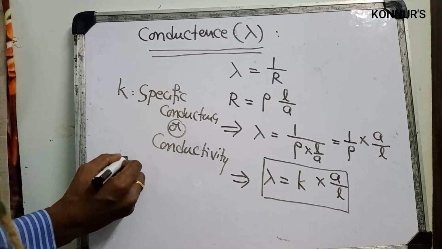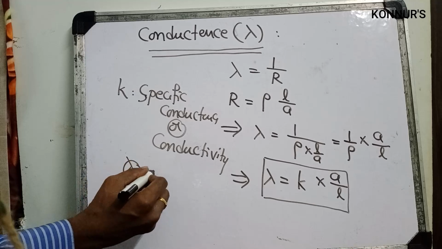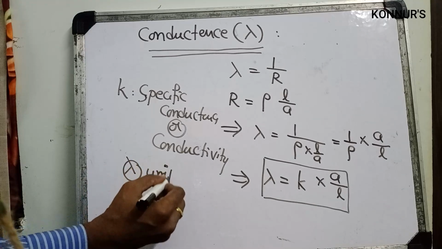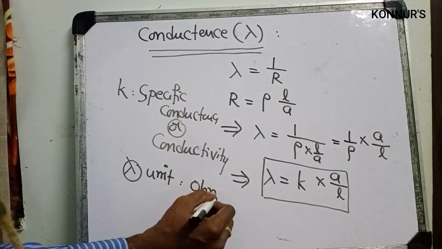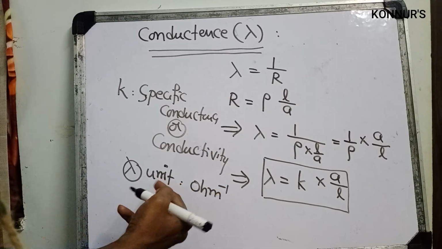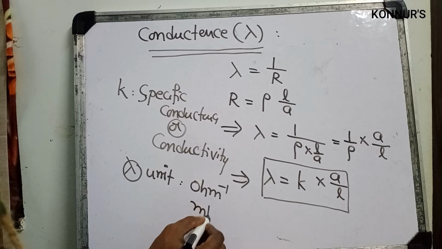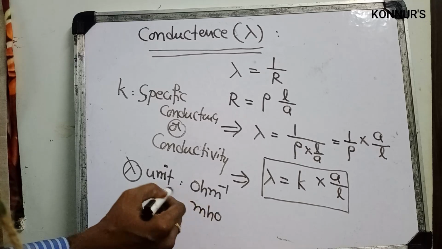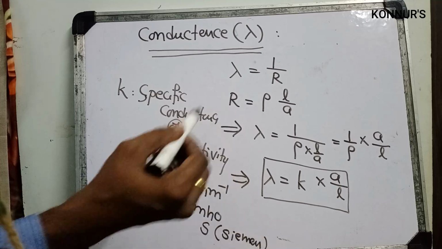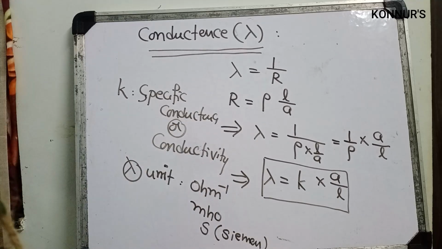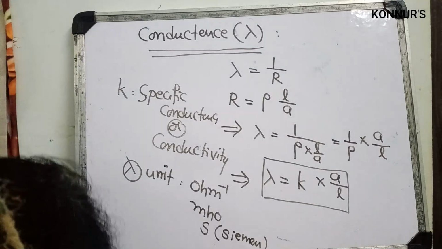So what are the units? The lambda unit equals 1 by R, so 1 by ohm, that means ohm inverse. Ohm inverse can also be written as mho. Next, the SI unit you can take is Siemens. So the conductance unit is Siemens, or ohm inverse.